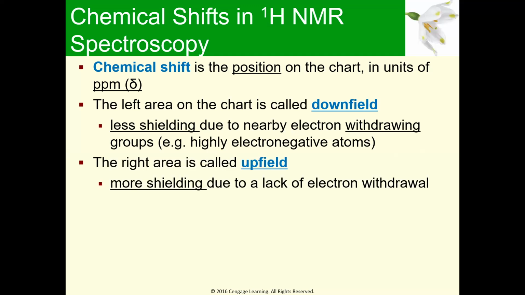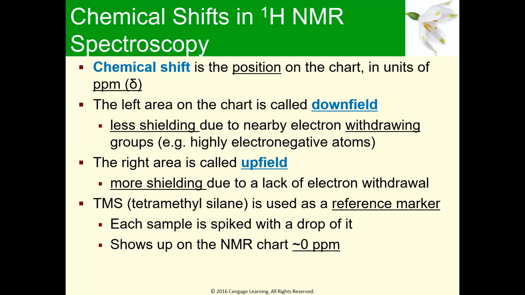Okay, and then the right side of the chart is called upfield. And there's just more shielding of the protons in that region because there's a lack of withdrawing groups. There's a lack of electronegative atoms or lack of electron withdrawing groups like nitro groups or anything with a pi bond in it, like a carbonyl. Those are considered electron withdrawing groups. So in the upfield, there's just a lack of that in the structure.